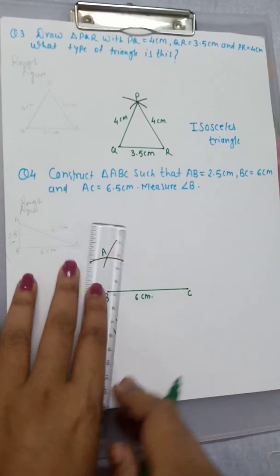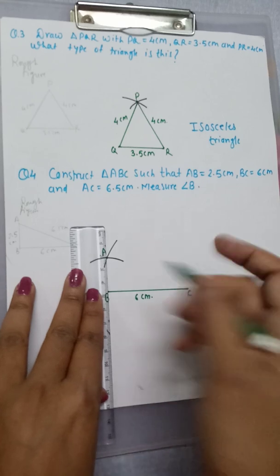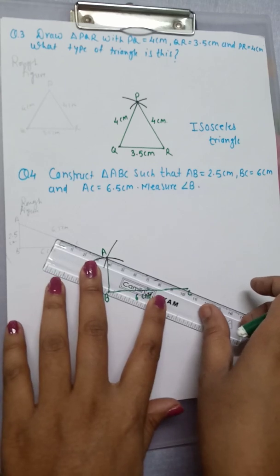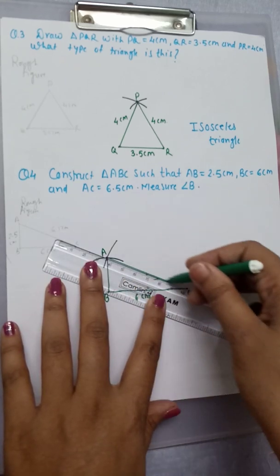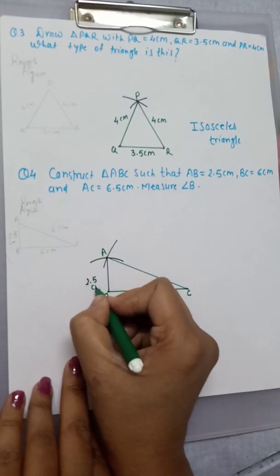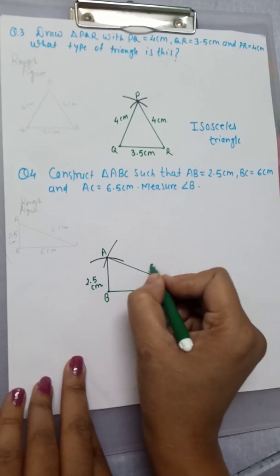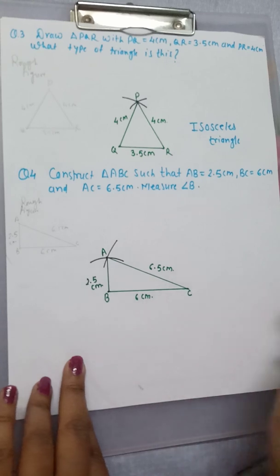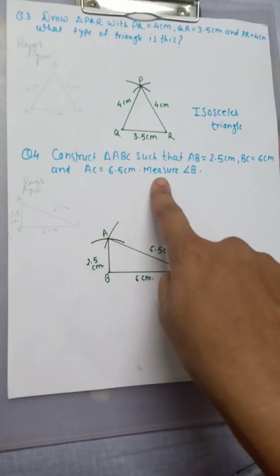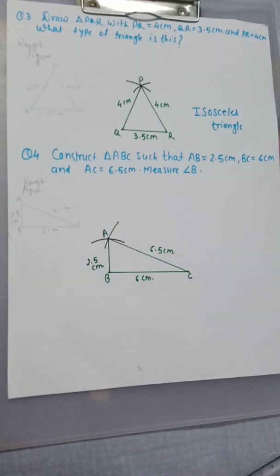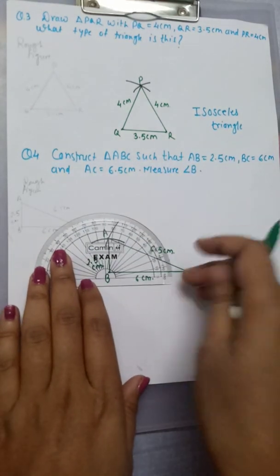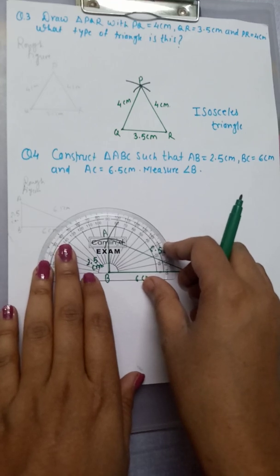Now we will join A and B like this way, and we will join A and C like this way. You can see. Now we can give the name AB. AB we have taken radius 2.5, and from A to C we have taken 6.5 centimeter. Then and there you have to write the measurement. Now they are telling us to measure angle B. So you can take your protractor and you can measure the angle B.